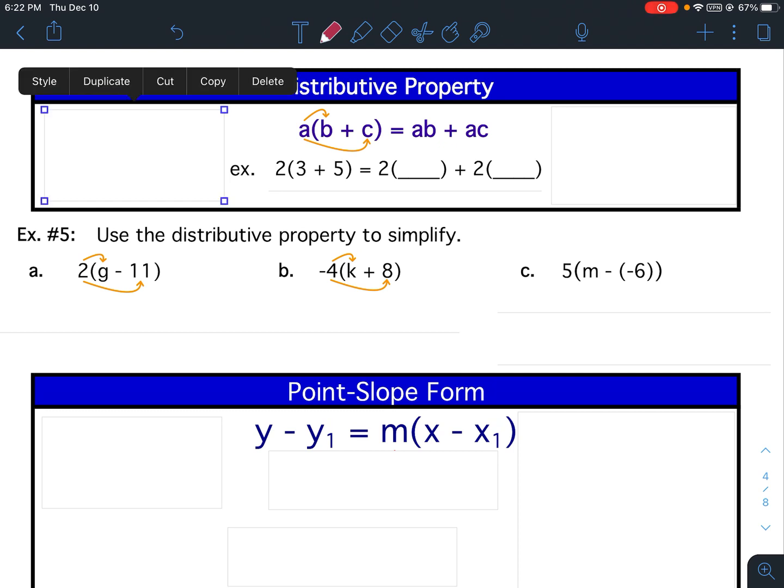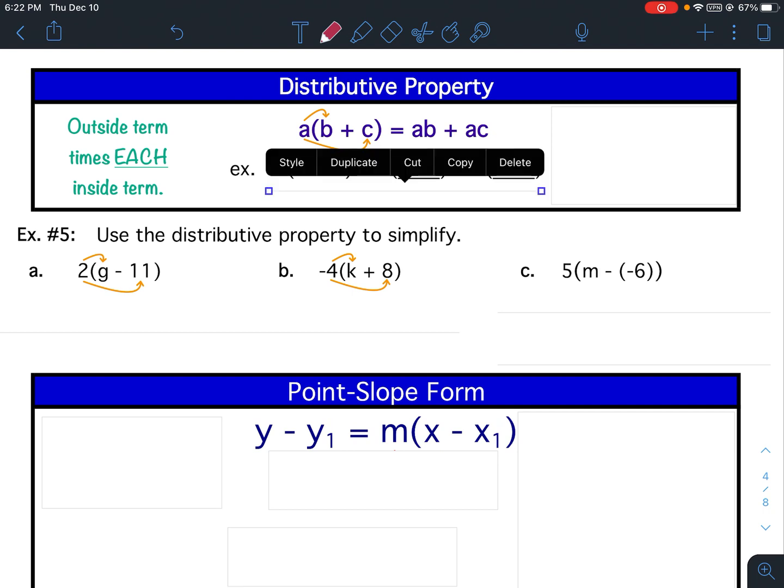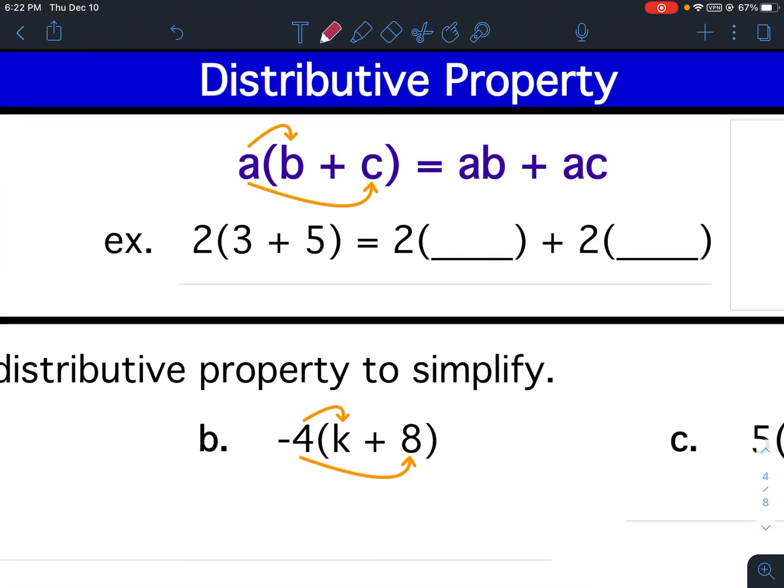Remember, with the distributive property, you take the outside term, the number or the variable, whatever is outside the parentheses, and you multiply it times each inside term. So pause your video, get that written down. Again, outside term times each inside term. So I take this a, and first I multiply it times the b to get ab. Then I take the a and I multiply it times the c to get ac. And because it's positive, it would be plus ac.